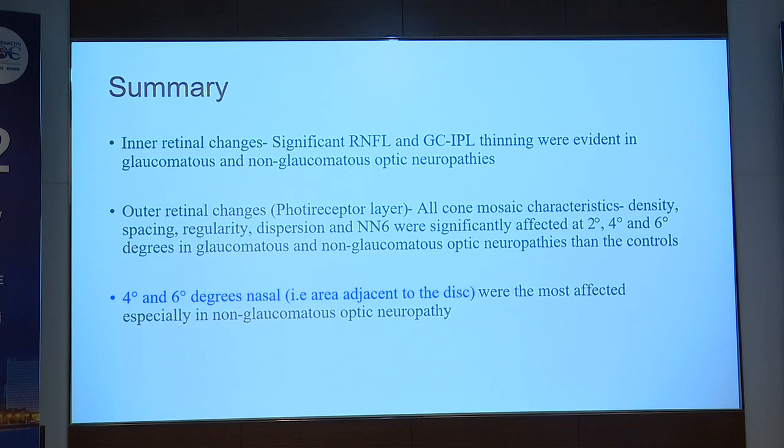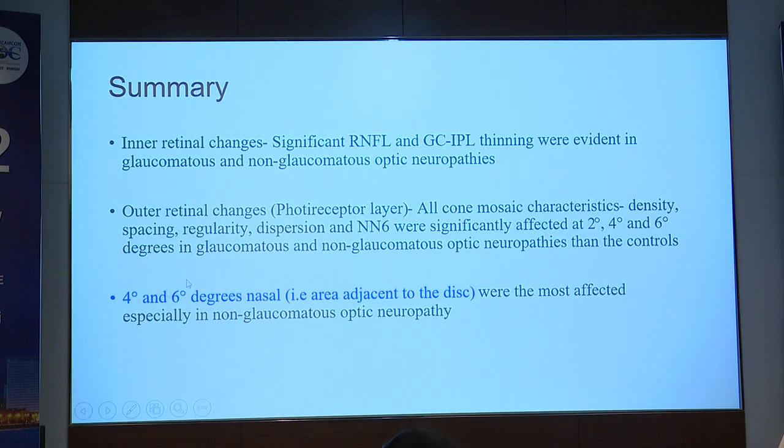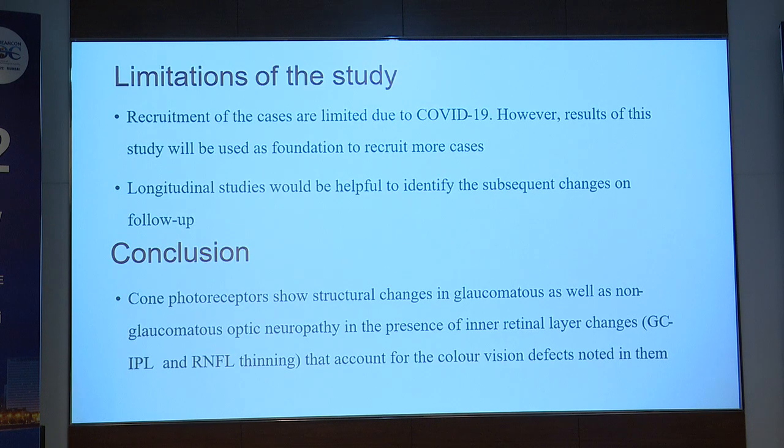So we do see that along with the inner retinal changes, the outer retinal changes were quite evident in optic neuropathies. Also, we noted that the most affected quadrant was the nasal quadrant, especially at 4 degrees and 6 degrees. This is the area adjacent to your optic nerve head. Probably because of the affection of the papillomacular bundle, which is affected more in non-glaucomatous optic neuropathy, we had the greatest effect in this area. But of course the cases are few. We need to validate these results with a greater number of cases, and we need longitudinal studies so that we can see what subsequent changes happen on follow-up.